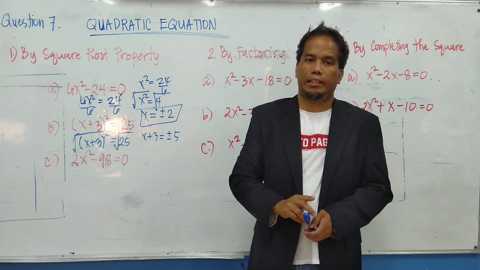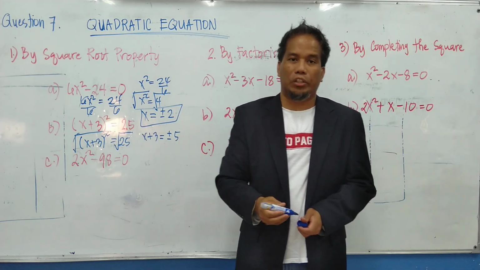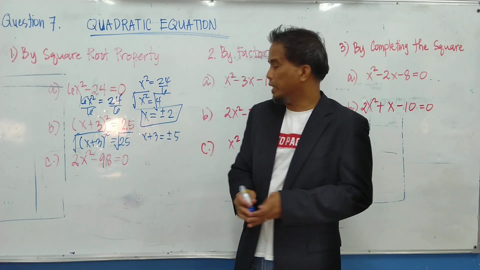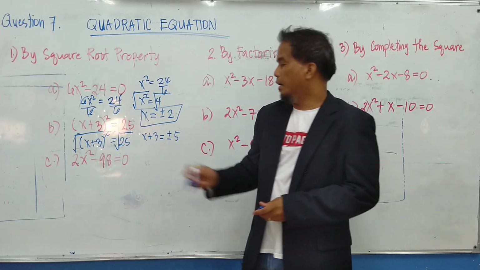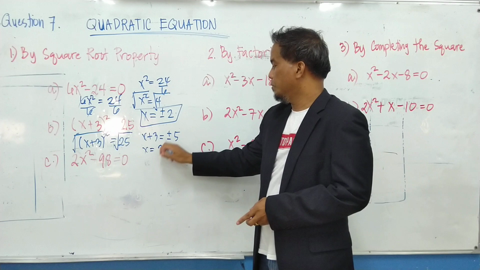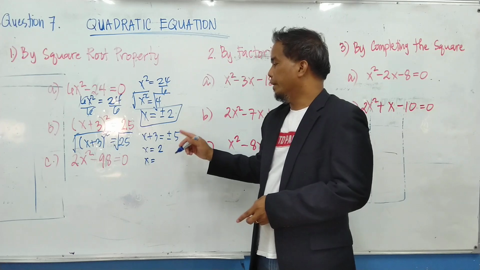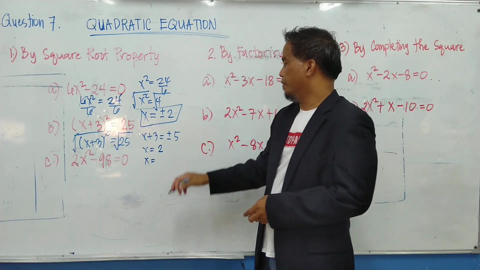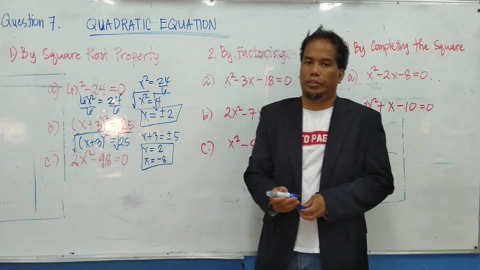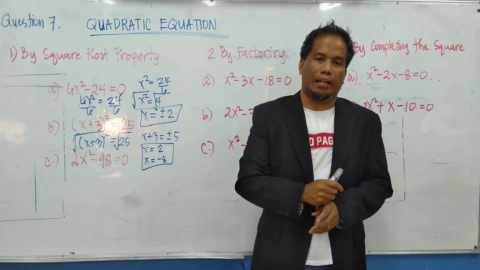Okay? So what will be the value of x now? We are going to transpose positive 3. So apply the addition property of equality, adding both sides by negative 3 to eliminate positive 3 here. It will become now x is equal to 5 minus 3. The answer is 2. So this is the first answer. Then the second one is negative 5 minus 3, which is equal to negative 8. So the solutions or the roots are positive 2 and negative 8.